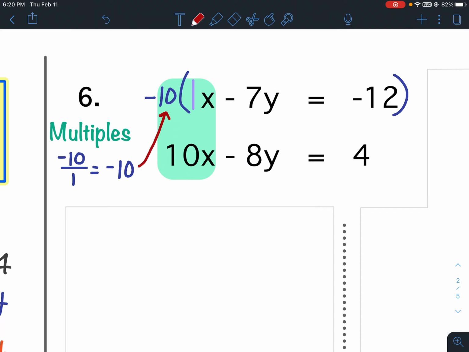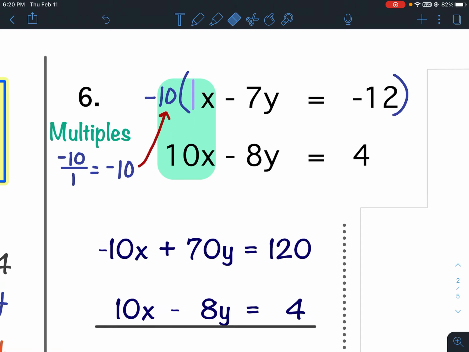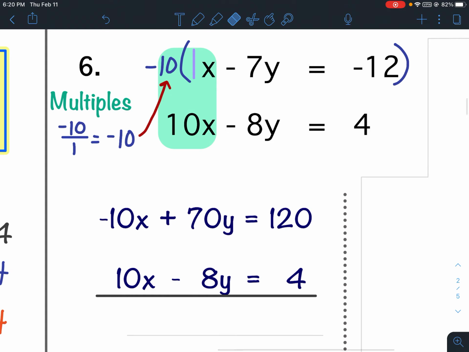Negative 10 times 1x, negative 10x. Negative 10 times negative 7y would be positive 70y. And then negative 10 times the negative 12 would give me positive 120. So after multiplying, my top equation would be negative 10x plus 70y equals 120. And the bottom equation would be 10x minus 8y equals 4. The bottom equation did not change. Pause your video, get all of that written down.